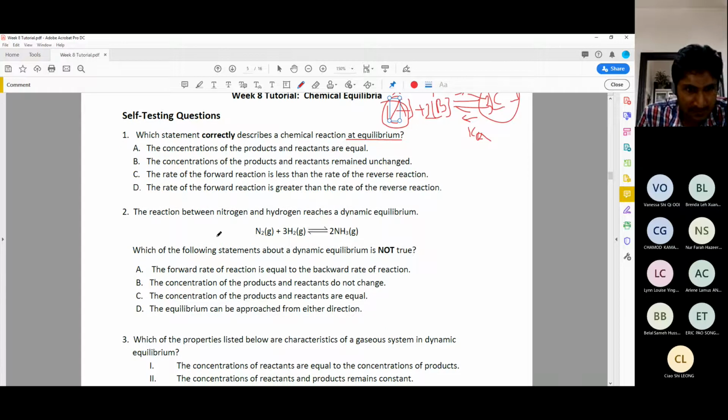Question number 2 says the reaction between nitrogen and hydrogen reaches a dynamic equilibrium. My question is, why is it called dynamic equilibrium? Can anybody tell me what dynamic equilibrium is? Eric?